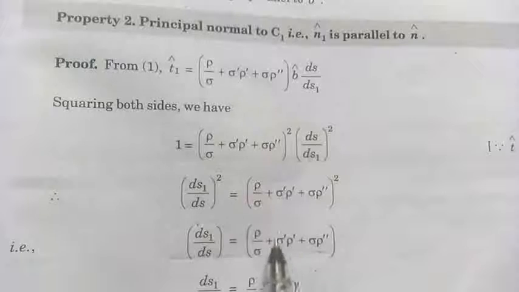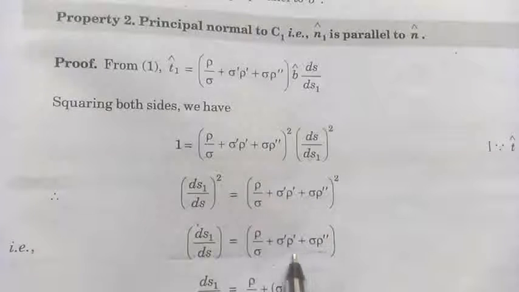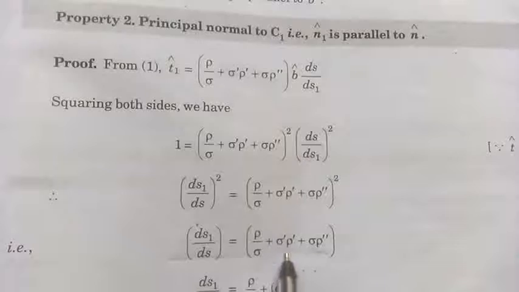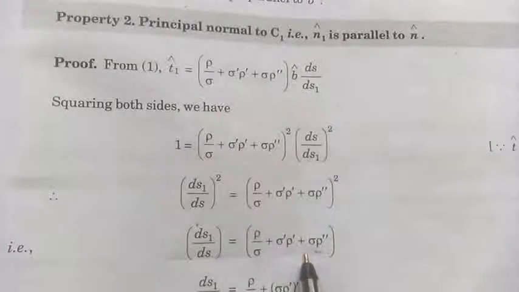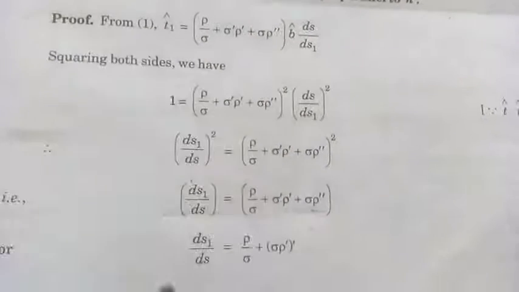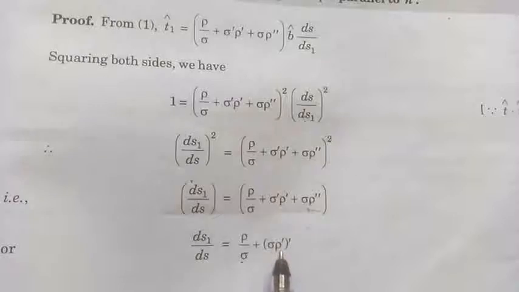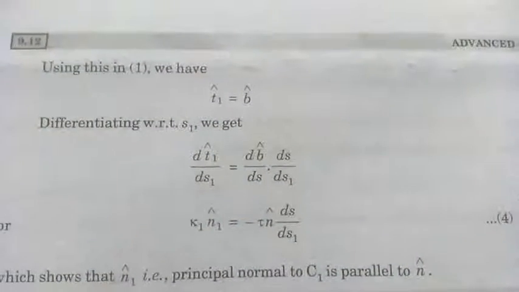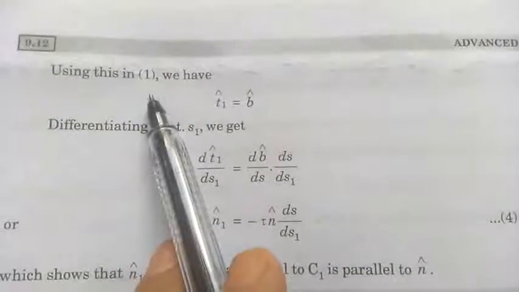Now this is the derivative of the product of sigma and rho dash, so we can write it in the form of the derivative of a product. It can be written as rho by sigma plus sigma rho dash, whole dash. In this way we have obtained the value of ds by ds1. Now substituting this value in equation 1, we have t1 cap equal to b cap.